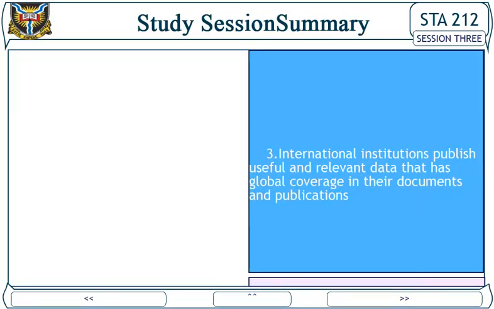Summary of Study Session 3. In this study session, we have been able to learn about: 1. Economic statistics may be defined as an historical record of economic activity which is capable of guiding the understanding of an economic system and at the same time capable of guiding the formulation of policy within the system. 2. Social statistics refer to data generated on the condition and quality of life of the people. 3. International institutions publish useful and relevant data that has global coverage in their documents and publications.